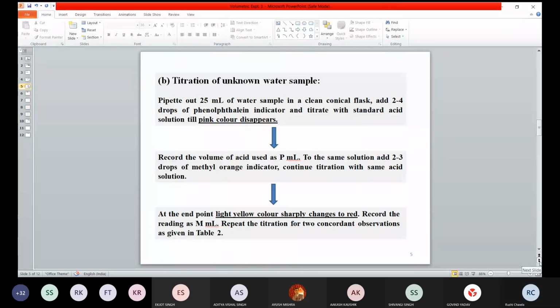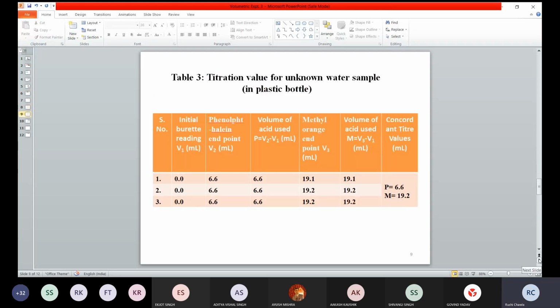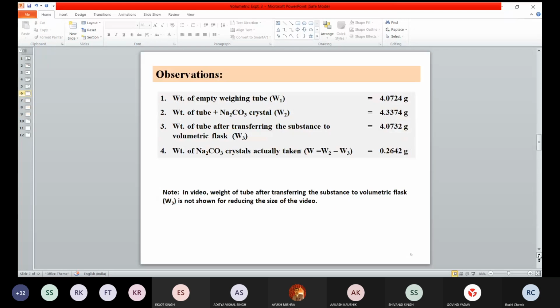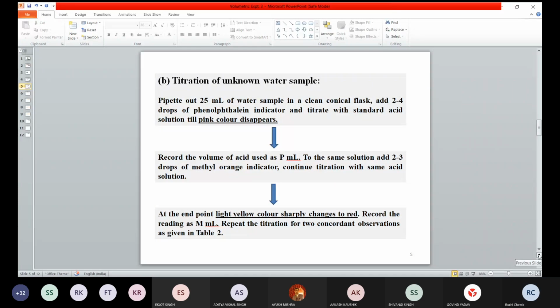Once the standardization of acid is done, after that you go for the titration of the unknown water sample. And since in this experiment you will be supplied 2 water samples, that means the second step has to be repeated. So, as I was saying, is slide number 5 visible to everyone? Yes, ma'am. So, this second step has to be repeated. Once it has to be done with the glass bottle water sample, and the second time it has to be done in a plastic bottle sample. And you will record the 2 readings that you will obtain in tables 2 and 3. I will be showing you 2 tables.